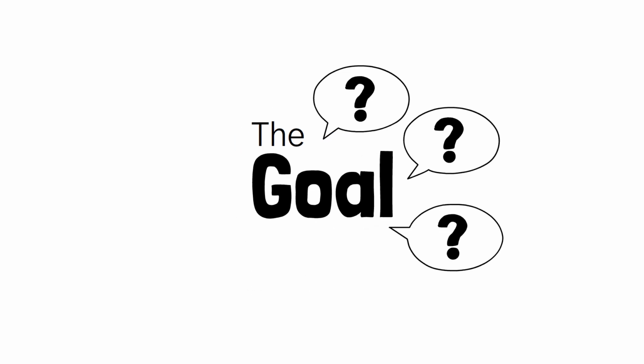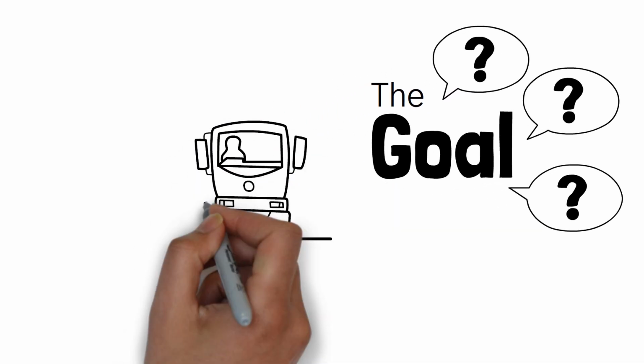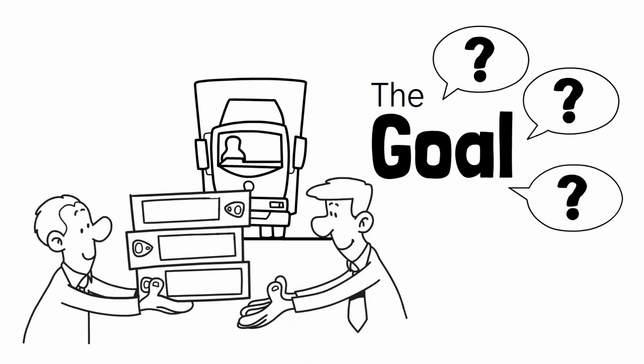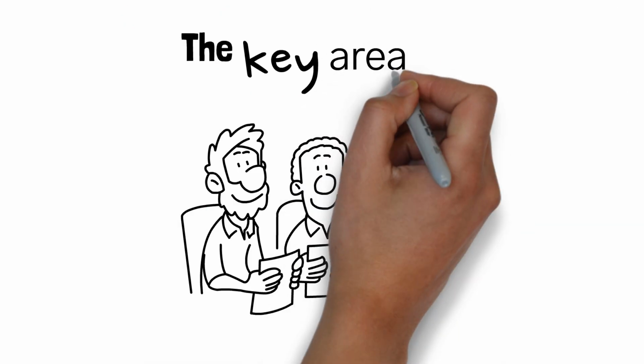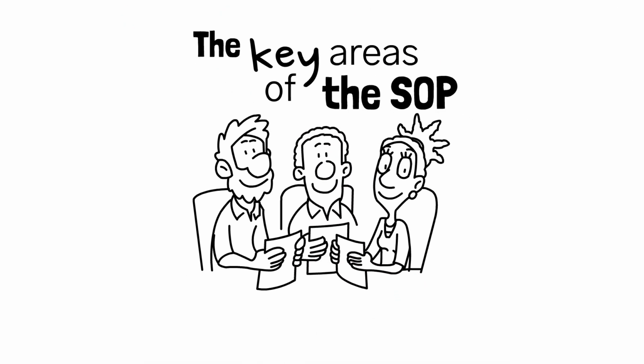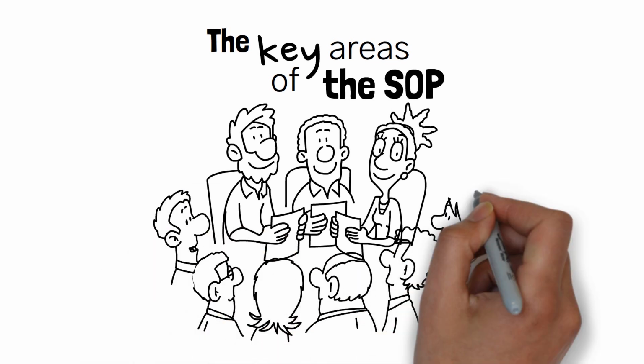The goal? To protect the quality of the food we deliver by ensuring the first line of defense in identifying non-conforming product or security risks. So, let's dive into the key areas of the SOP and get everyone on the same page about what to do and why each step matters.